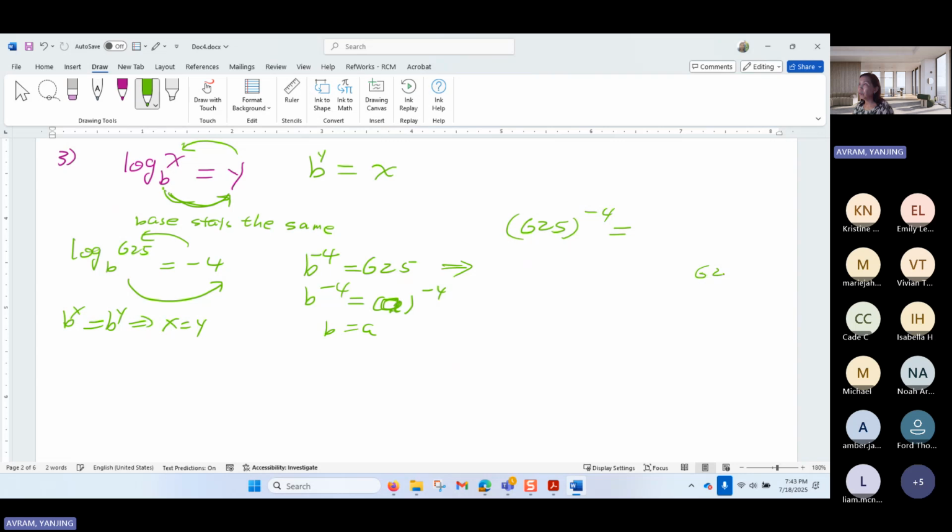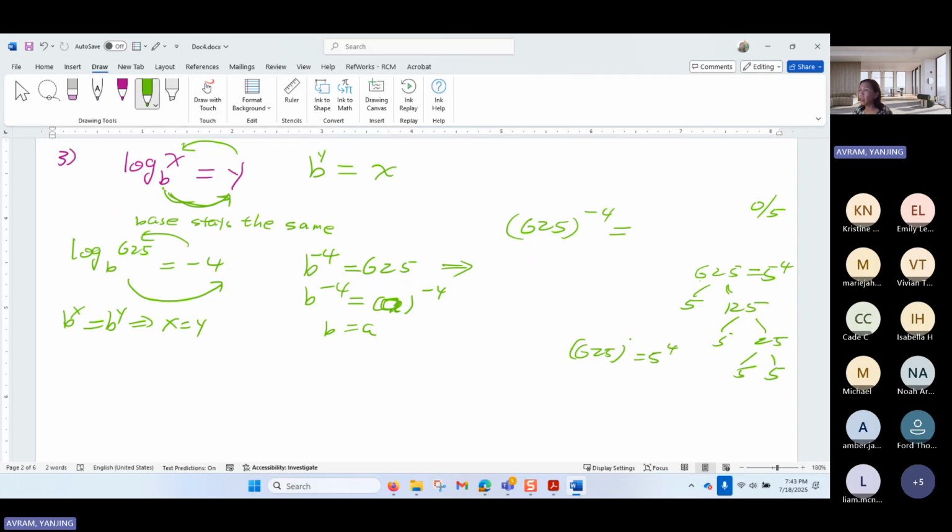But we know 625 can always be divided by 5. If the last digit is 0 or 5, it can always be divided by 5. So 625 divided by 5 is 125, right? And this still ends in a 5, so you can divide by 5 again to get 25. And 25, of course, is 5 squared. So 625 is actually 5 to the 4 power. 625 is equal to 5 to the 4 power.